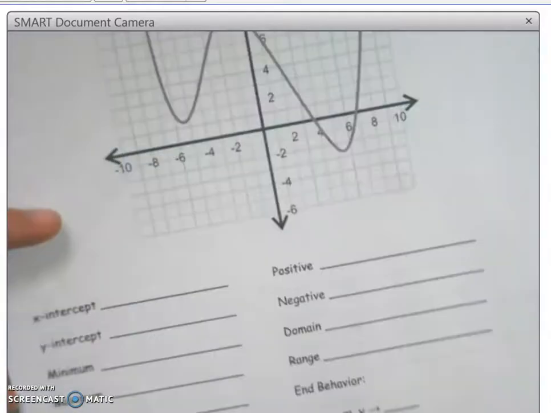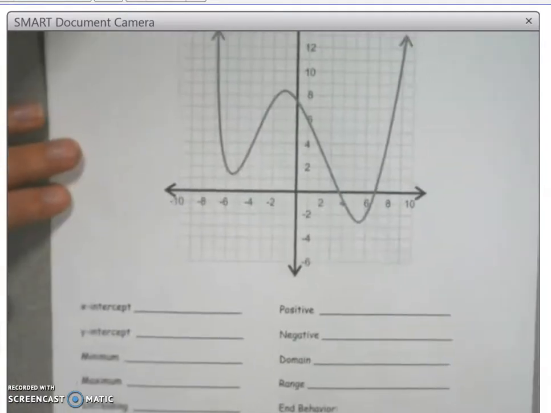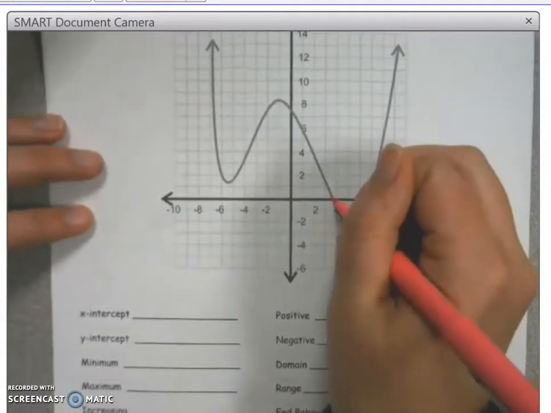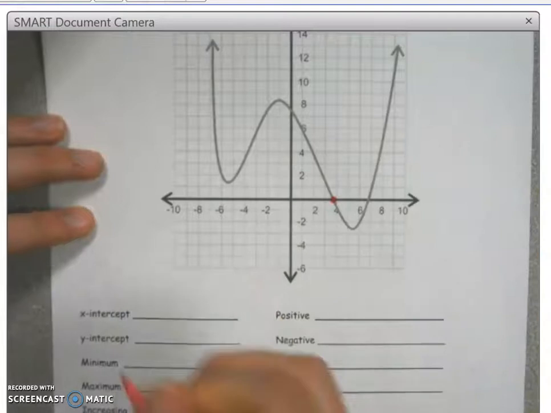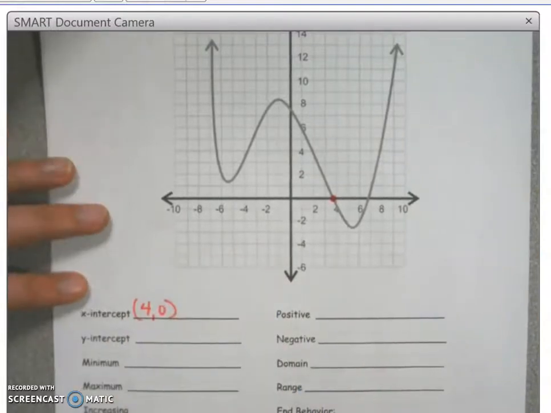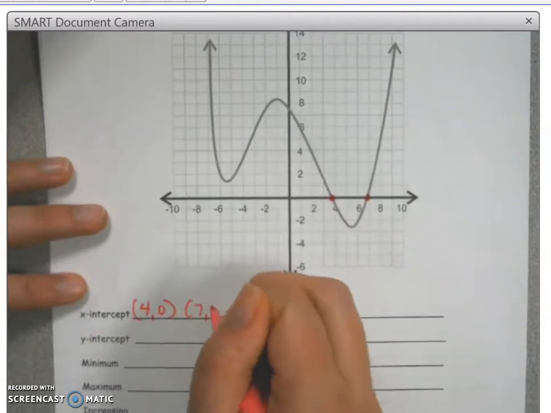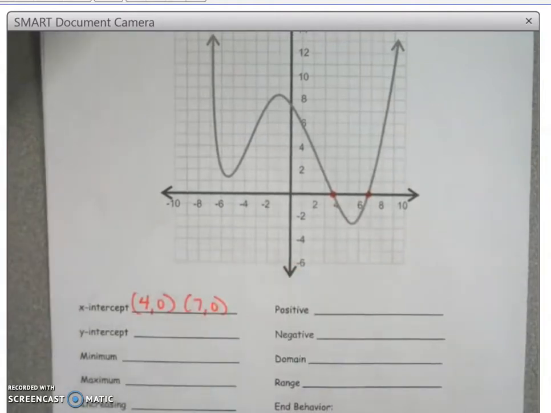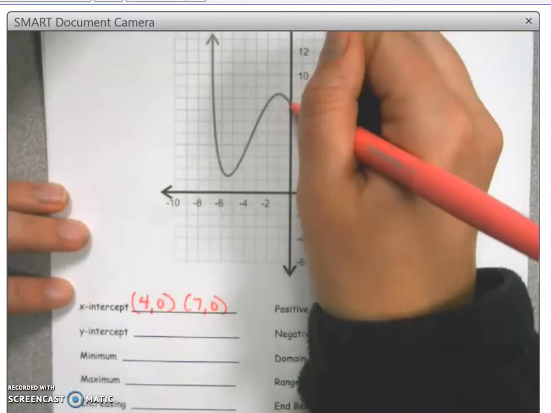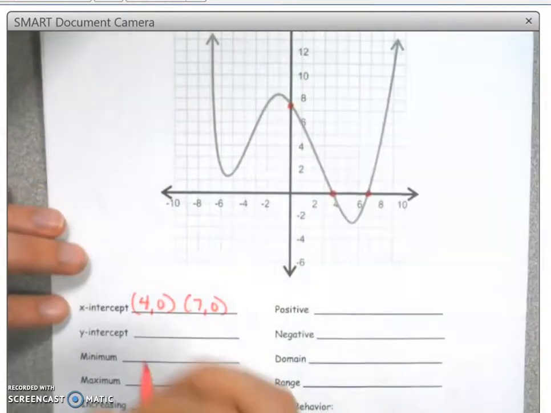So, doing the same ones we did before, my x-intercepts here are where I cross the x-axis. Let me zoom out a bit. I cross the x-axis here. That's at 4. 4, 0. You have to write them as an ordered pair. And I cross again here. That's at 7. So 7, 0. My y-intercept is where I cross the y-axis. That's here. Notice that's kind of in between two blocks. It's in between 7 and 8. I'll call that 7.5.